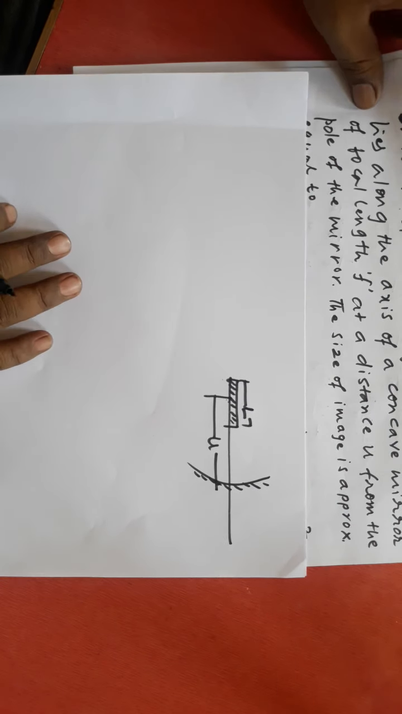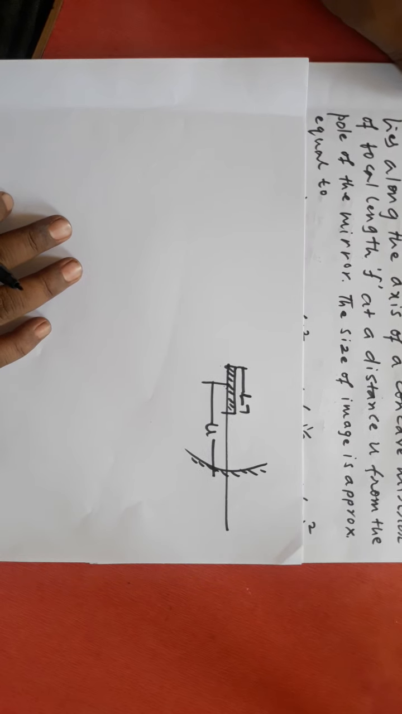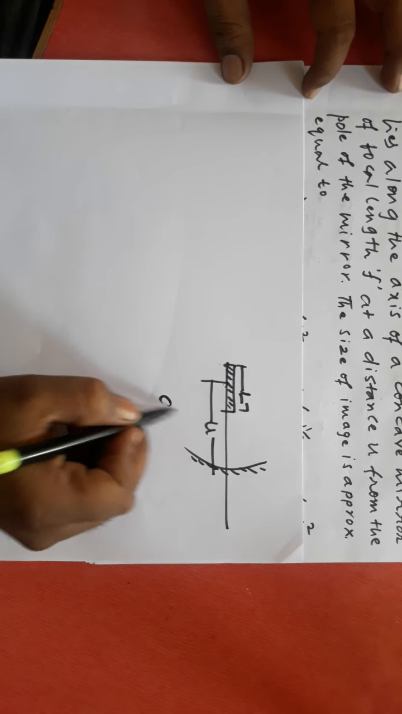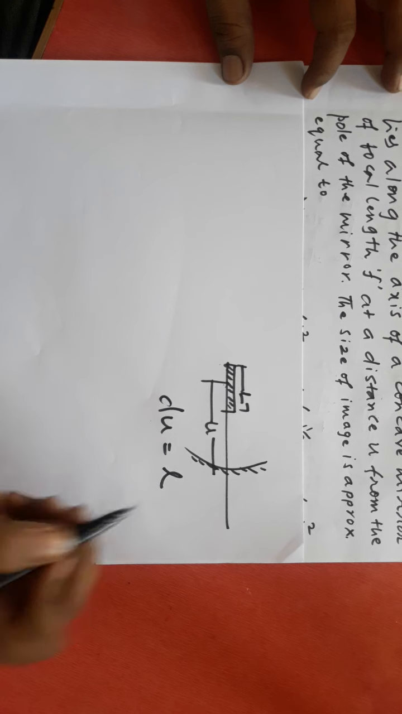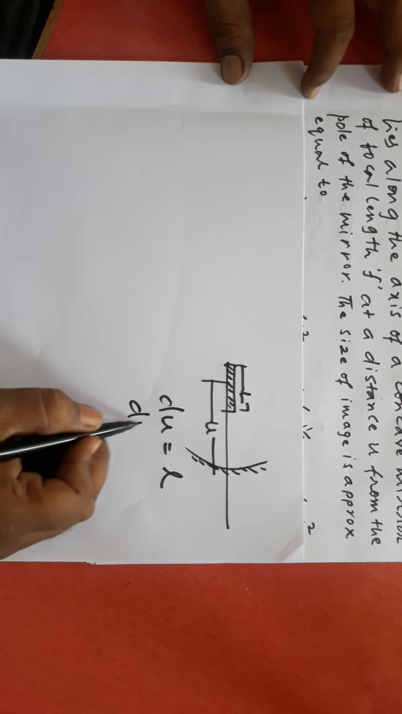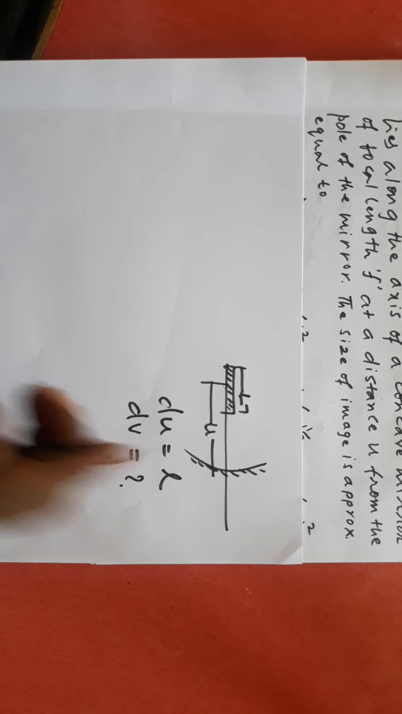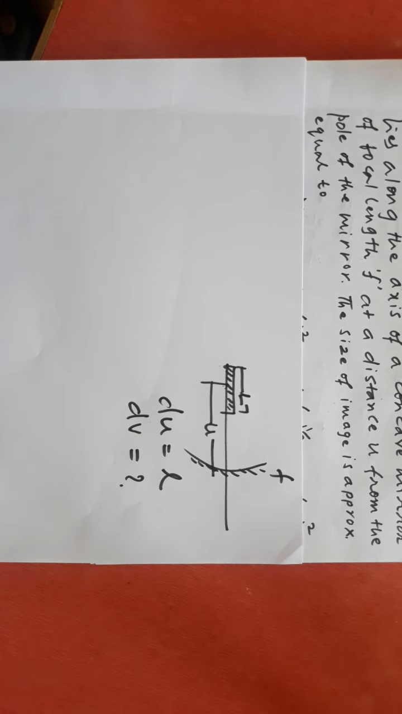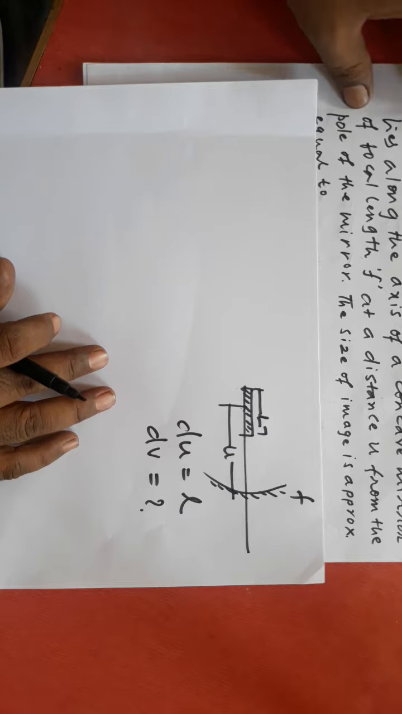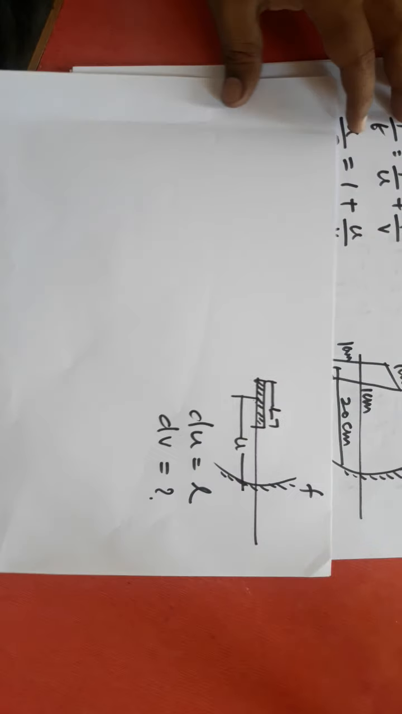Let us try to calculate this. You understood this? They have given du. Du is L. Then they are asking you what is dv. Size of the image is asked. Focal length of this mirror is f. Understood the situation? Then we will see the options later.